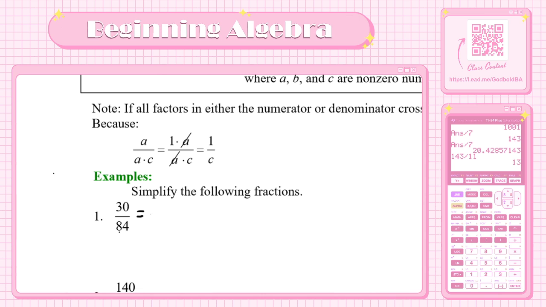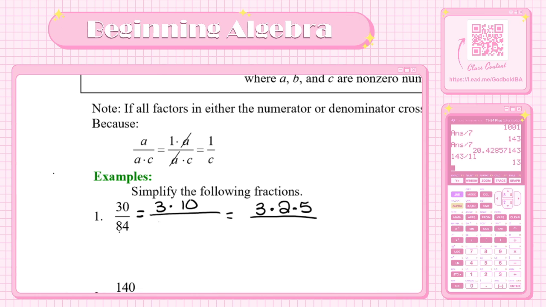Okay, so 30 over 84. I know 30 is 3 times 10, and I know 10 is 2 times 5. So I can do 3 times 10 and then keep going. All 3 of those numbers are prime, so we're good.